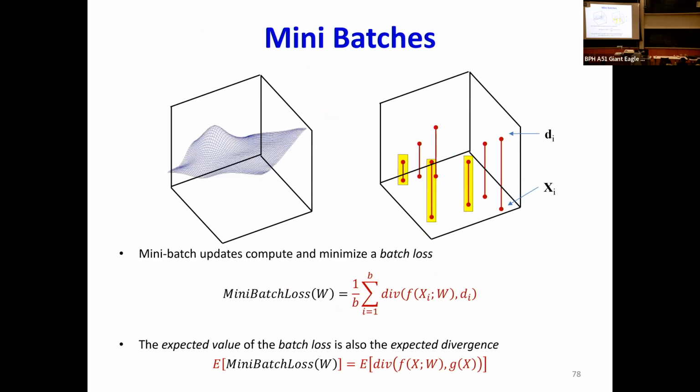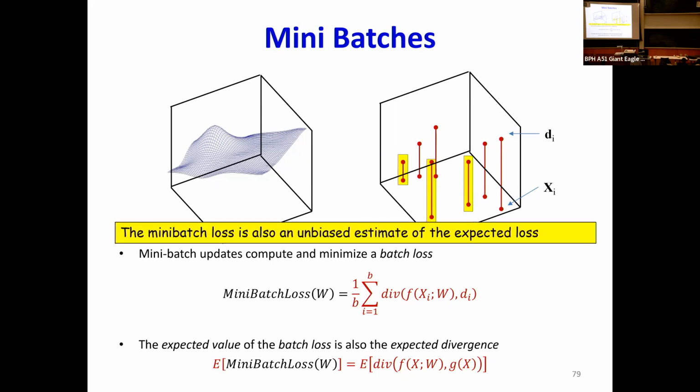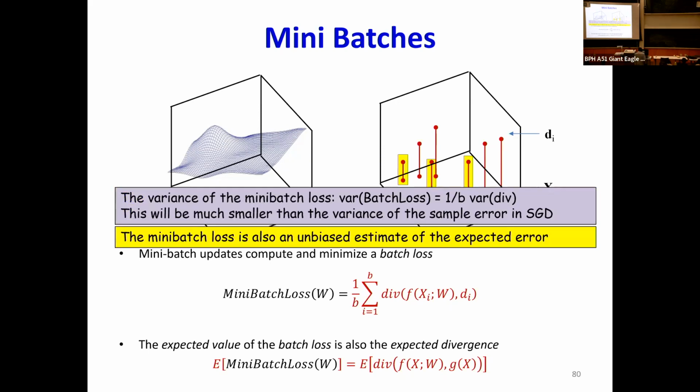So the mini batch update over here, the mini batch loss is the average loss over the mini batch. And as before, the expected value of this mini batch loss is the true expected divergence. So this is an unbiased estimate. But the variance now scales with 1 over B, which is the mini batch size.